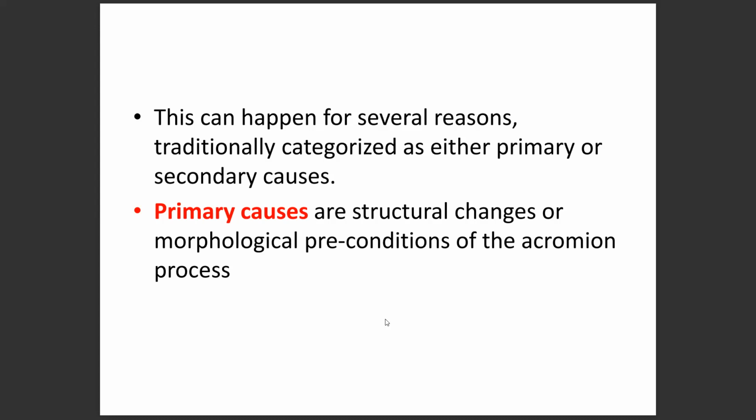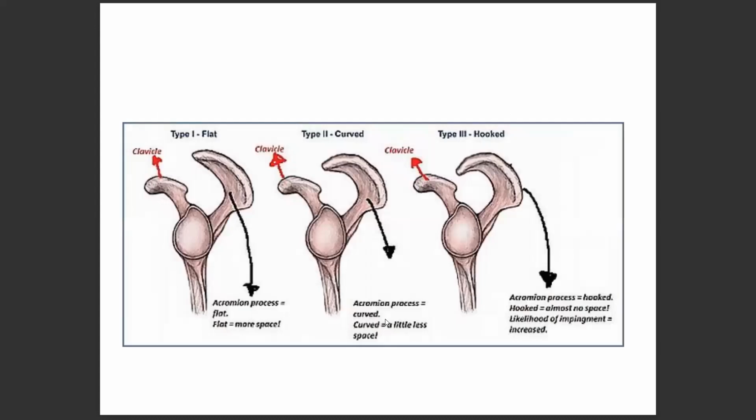The primary causes are structural changes or the morphological precondition of the acromion process. So if there is something wrong with the structure of the acromion, that may be type 2 or type 3, they are abnormal, specifically the type 3, which is the hook type, then that will be called the primary subacromial impingement syndrome. So these are the three types. A normal type of the acromion. This is the clavicle.